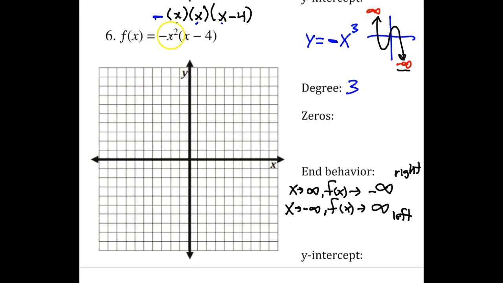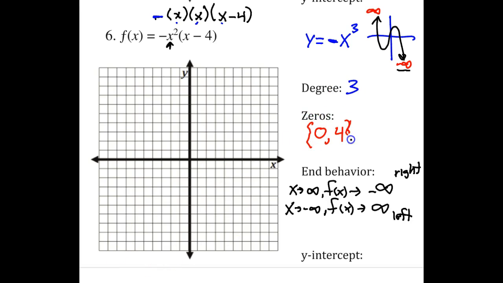Just like we did on the last one, if we have an x in front, you'll notice that it also lets us know that the y-intercept is going to be 0. So we have our zeros from here are 0, and we don't need to write 0 twice, so we'll write 0 and 4. You notice how the degree is 3, but the number of zeros is 2.